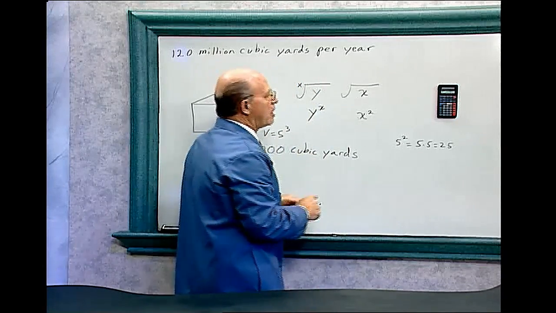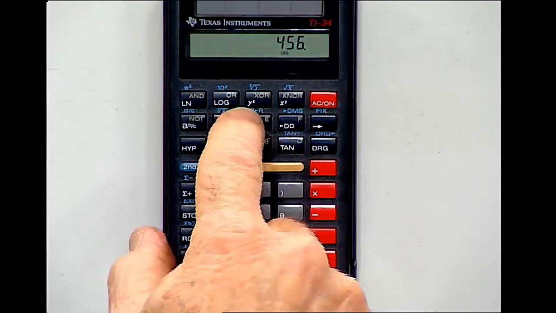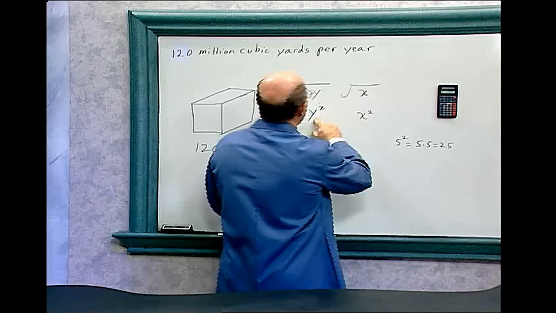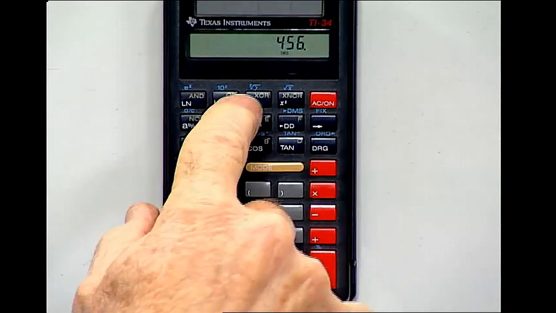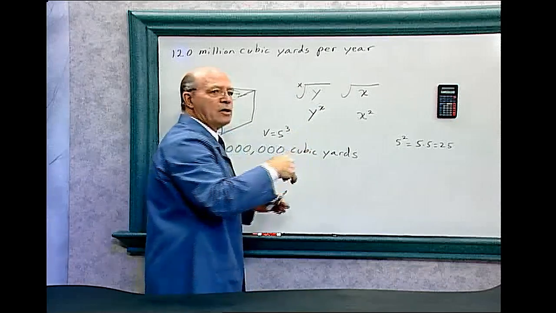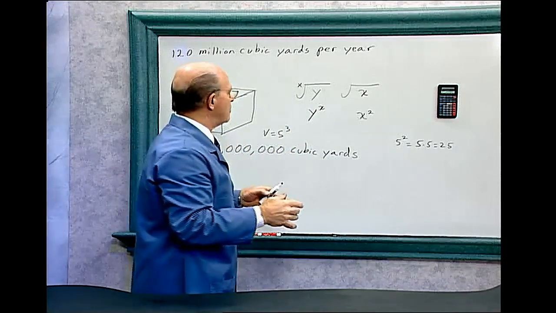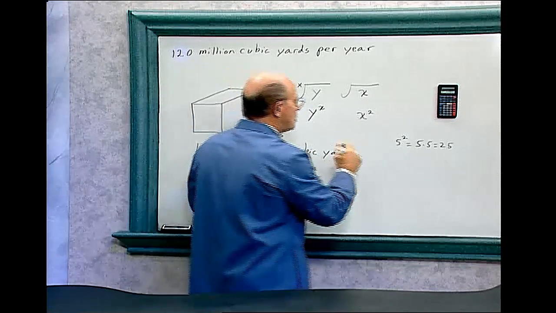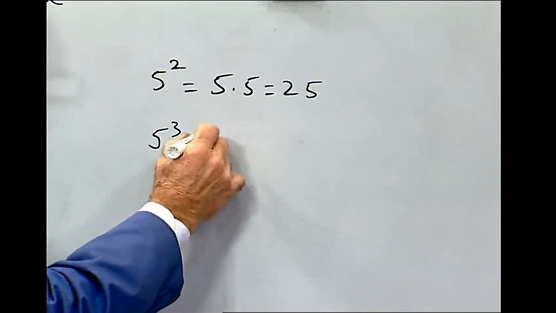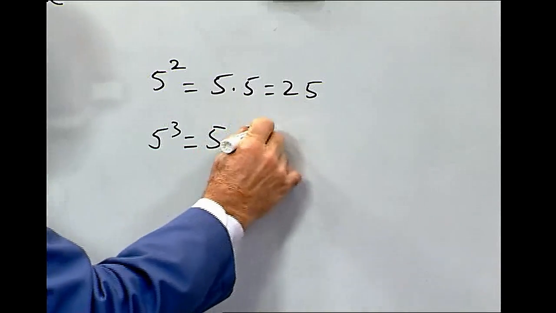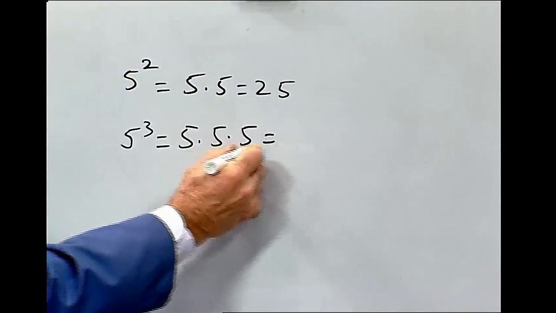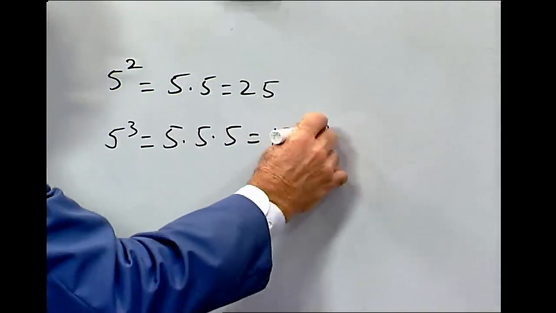Now there's another key right next to it. Notice it's y to the x power, and that's over here. And above it is the root of y to an unknown x. And that's rather interesting. So let's do, say, the third power. 5 to the third power equals 5 times 5 times 5, and that equals 5 times 5 is 25, times 5 is 125.